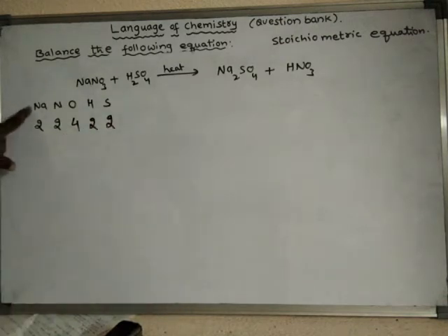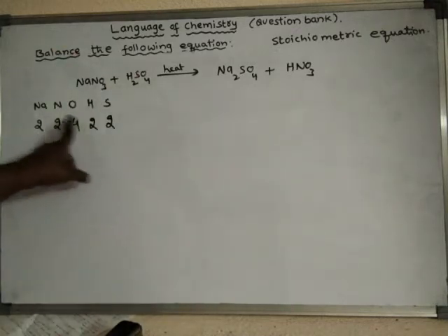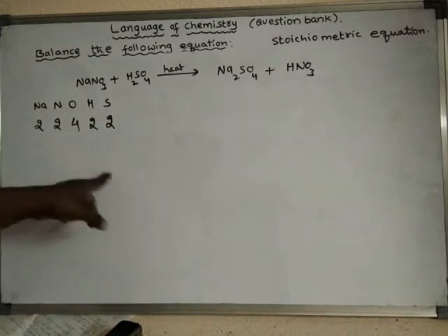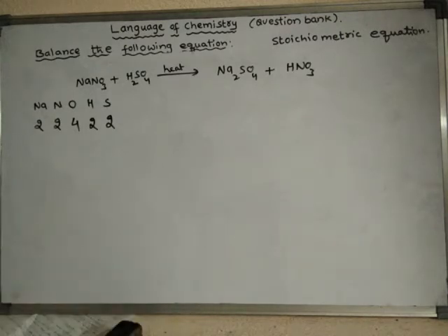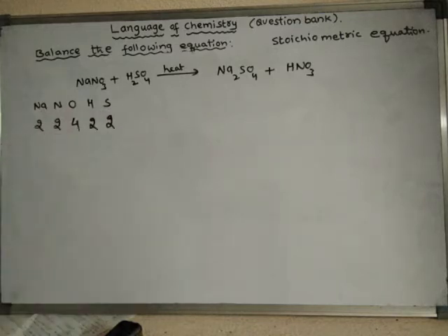So the first step is identification of the elements present in the equation. The second step is writing the frequency number of each and every element. And the third step is we have to arrange the elements based on increasing order of the frequency number. Now there are 4 elements having frequency number 2. We have to arrange these elements. These are sodium, nitrogen, hydrogen and sulfur. These are the 4 elements having frequency number 2.